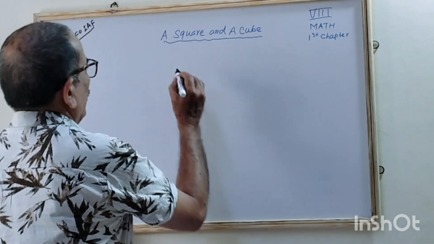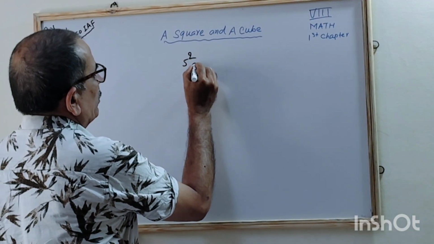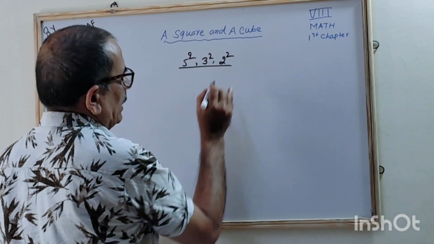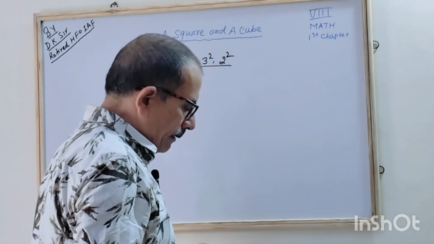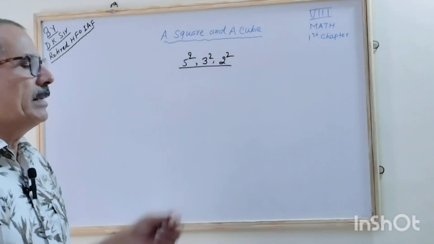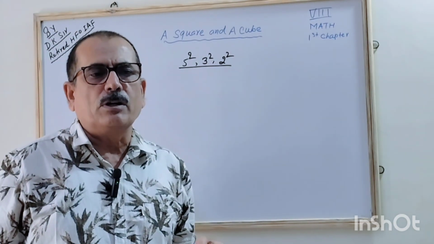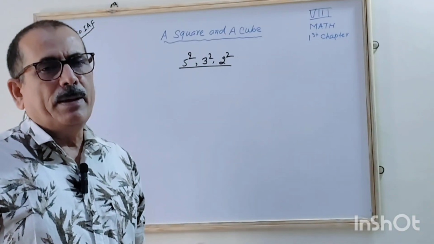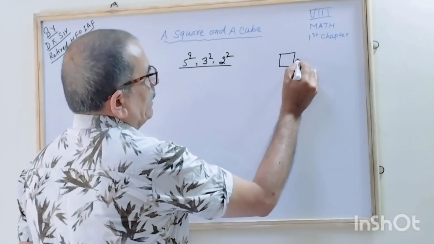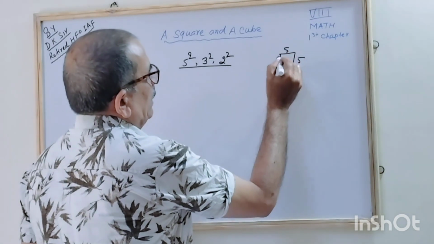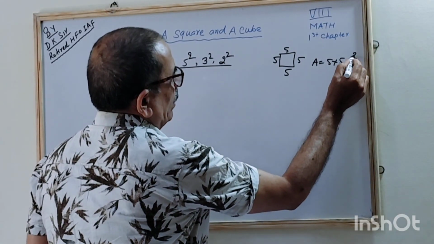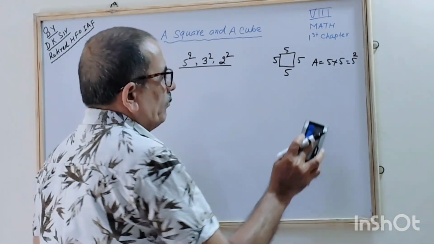So the square you understood. This is 5 square, this is 3 square, this is 2 square, correct? These are all said to be squares, correct? In another way also we can define it. When two numbers are consecutively multiplied, it forms a square, correct? So suppose the side is 5 units, then the area will be 5 into 5, that is 5 square, correct? This is all the concept of the square.